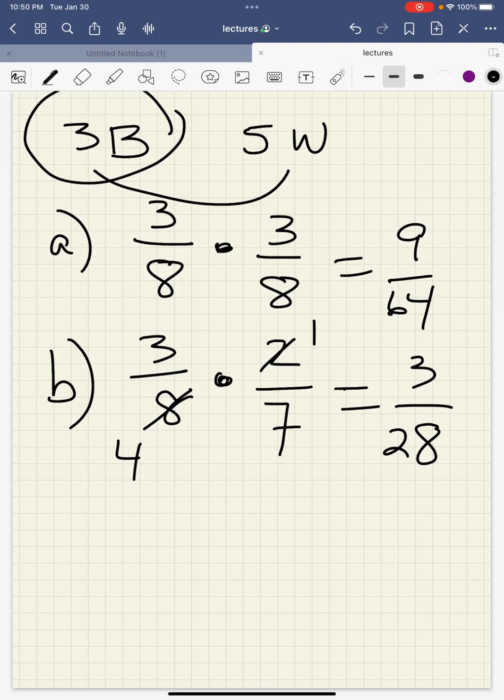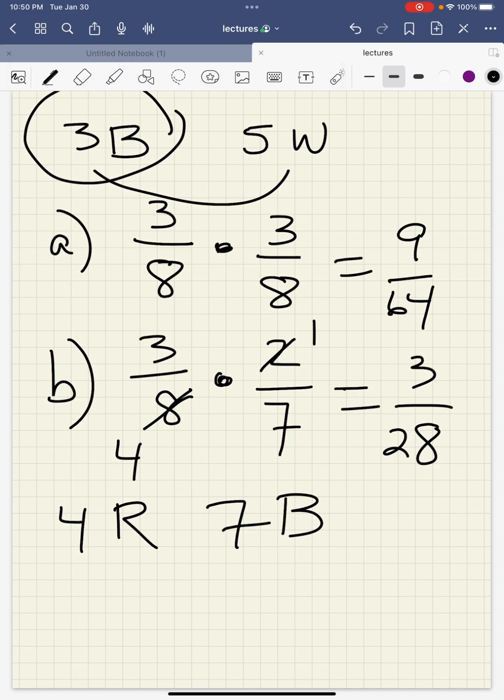Okay, next it says an urn contains 4 red marbles and 7 blue marbles. 2 marbles are drawn at random. What is the probability that the first is red and the second is blue if the marbles are drawn with replacement?